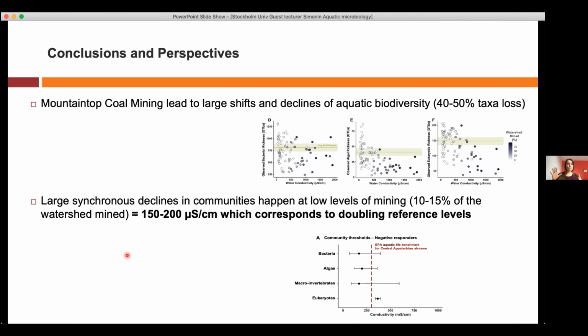So it's not just one group that is sensitive, it's generally the entire community that is affected. And that happens at very low levels of mining. So 10 or 15% of the watershed being mined is enough to cause already large impact on the stream biodiversity, corresponding to conductivity values close to 150 or 200 microsiemens per centimeter.